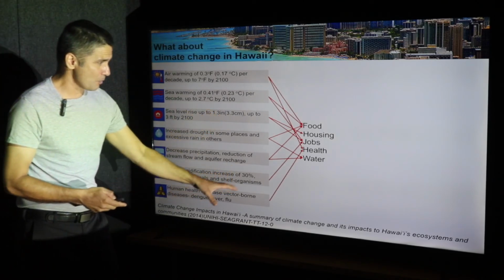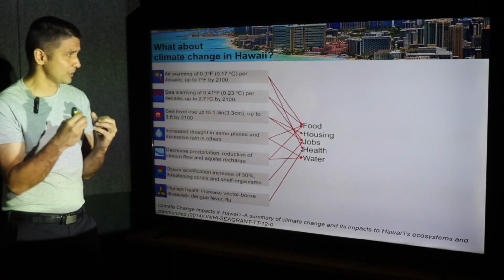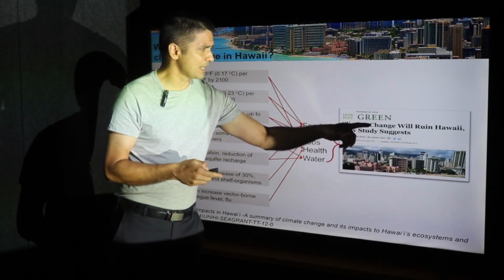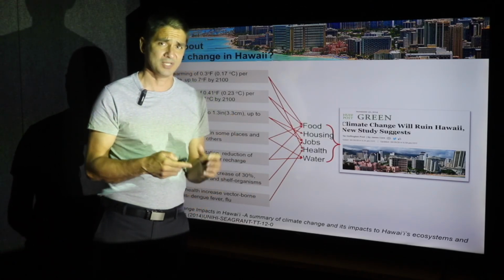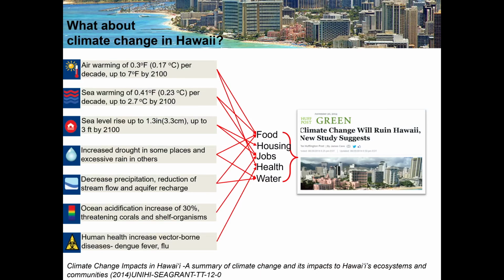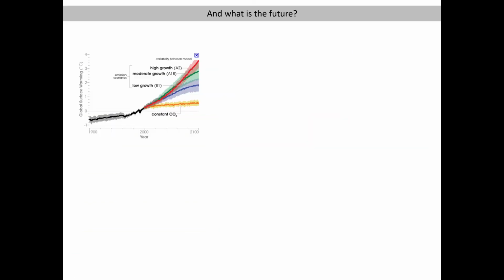This report was so massive and so shocking that the title of it was Climate Change Could Ruin Hawaii. It was in the Huffington Post. And again, just the title alone highlights what it could mean for island states, these climatic changes, because seriously, every aspect of human life can be influenced by this.